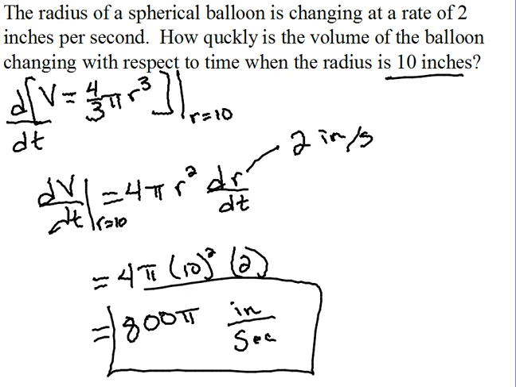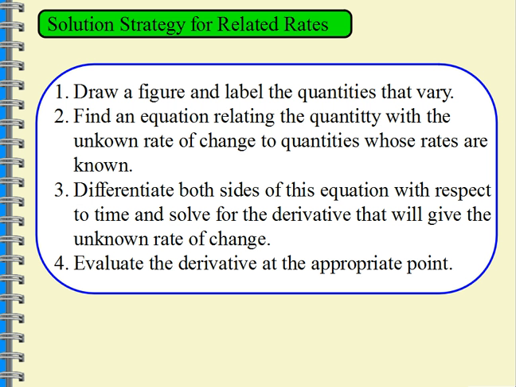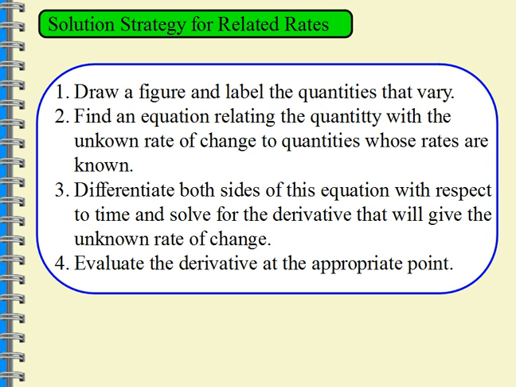All right, so let's summarize this into a strategy that we're going to use for all of our related rate problems. There are 4 basic steps that we're going to follow when we solve different related rate problems. First, typically we're going to draw a figure and label the quantities that vary. Now in the previous example I did not draw a figure, but it wasn't entirely necessary because it was just a simple volume problem where we had a formula and we differentiated with respect to time. But in most cases you are going to draw a figure and label the quantities that vary.